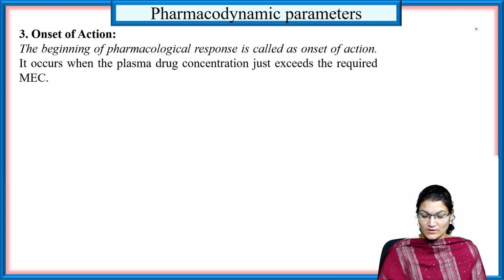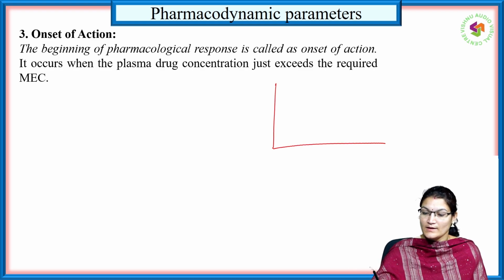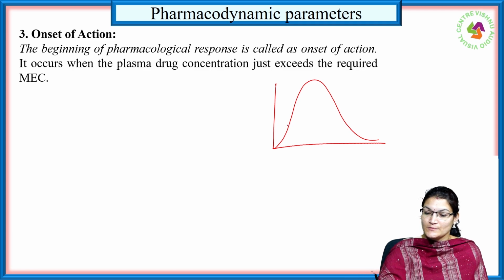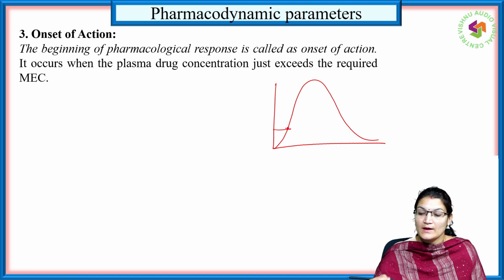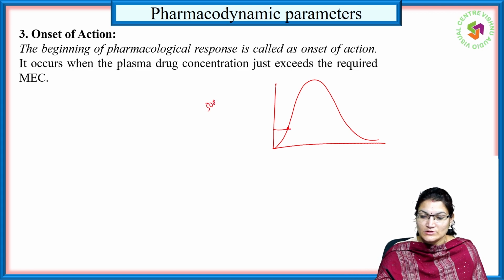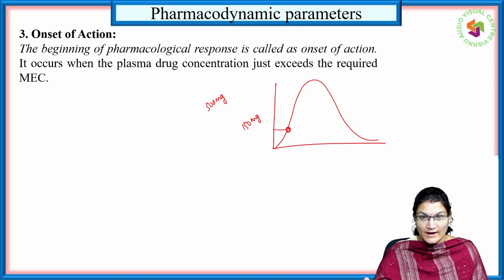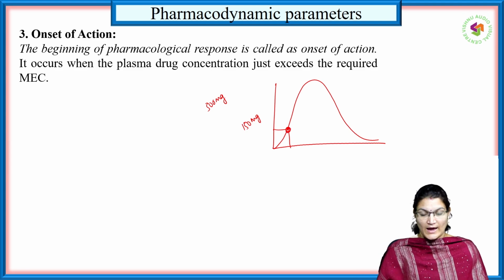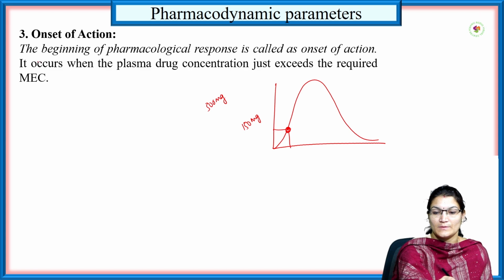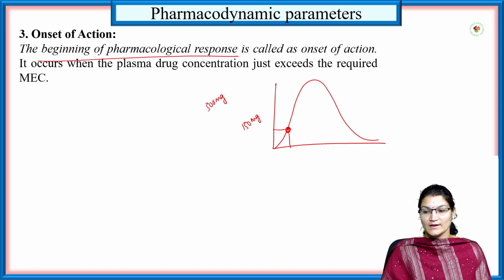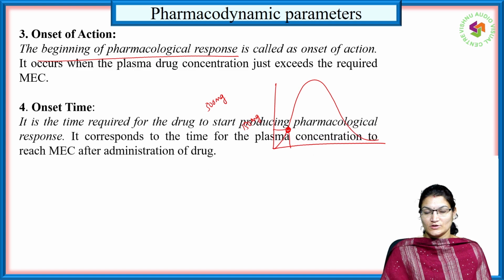When it reaches, as we discussed in the previous slide, once it reaches a particular amount of drug, for example, if you are giving a 500 mg tablet, minimum 150 mg has to reach the systemic circulation to show the pharmacological activity. That drug concentration, or that point, is considered as onset of action. So the beginning of pharmacological response is considered as onset of action.